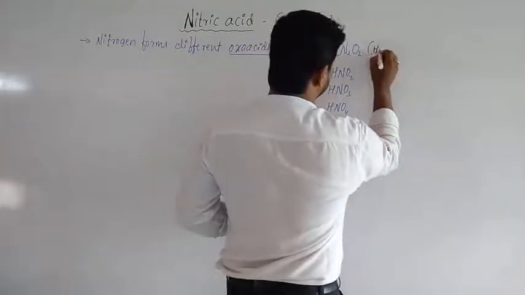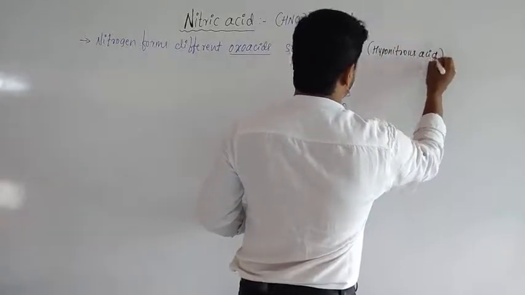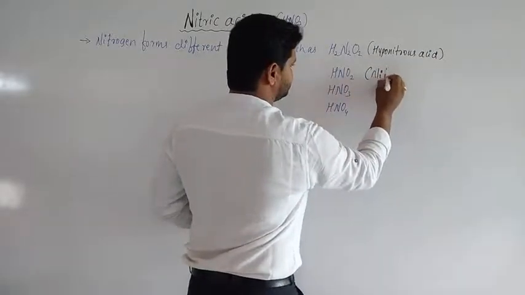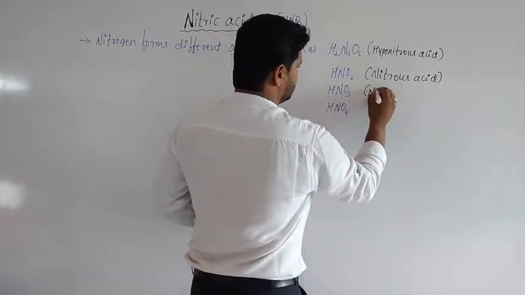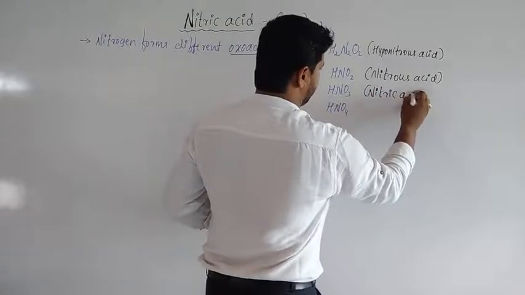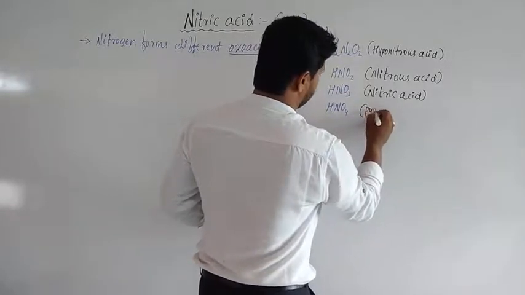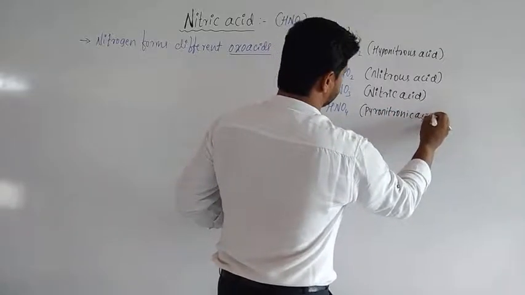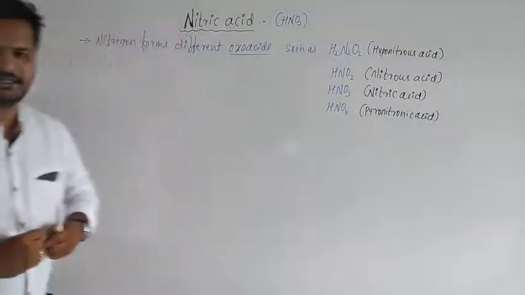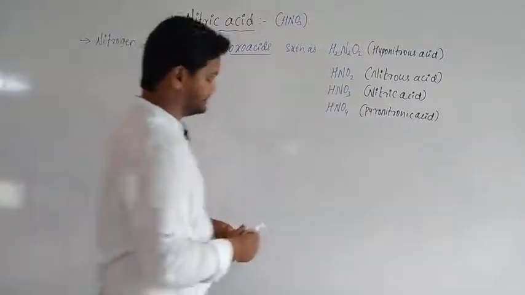H2N2O2 is hyponitrous acid, HNO2 is nitrous acid, the third one HNO3 is nitric acid, and the last one HNO4 is pyronitric acid, or you can say peroxynitric acid.